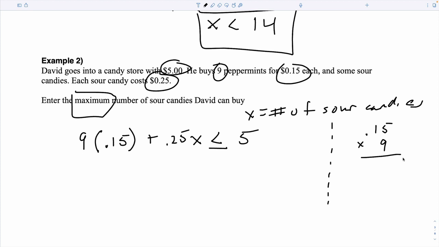Okay, let's reconvene. 9 times 0.15 would be what, Logan? I got 9.45. Let's check. 9 times 5 is 45. 9 times 1 is 9. Plus 4 is 13. Move the decimal 2 times. 1.35 is what I got, Logan. Can you check for a blunder?